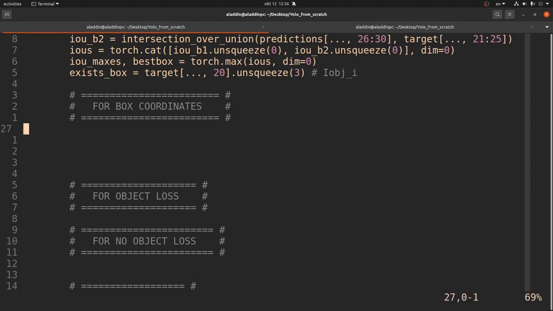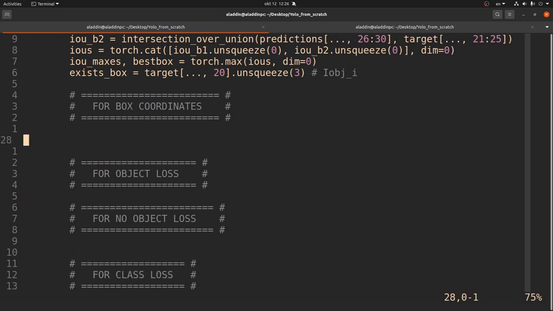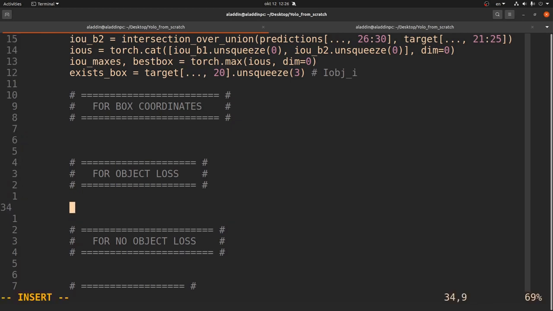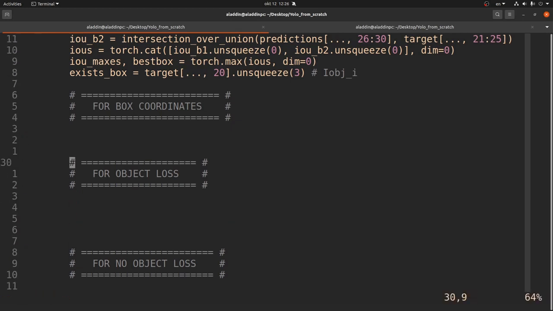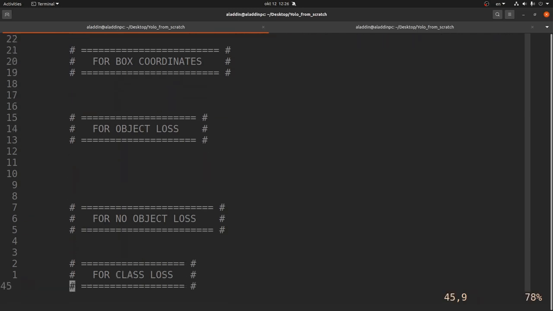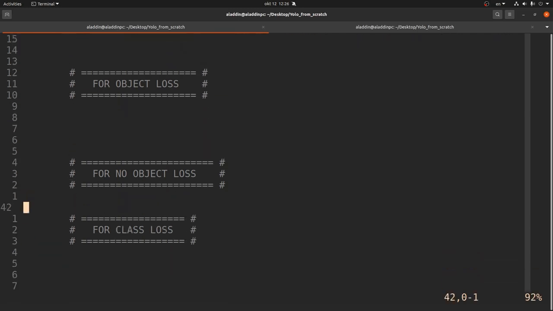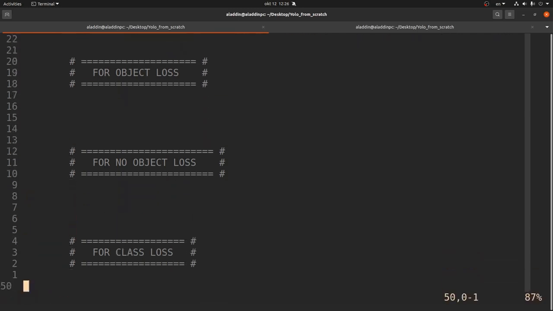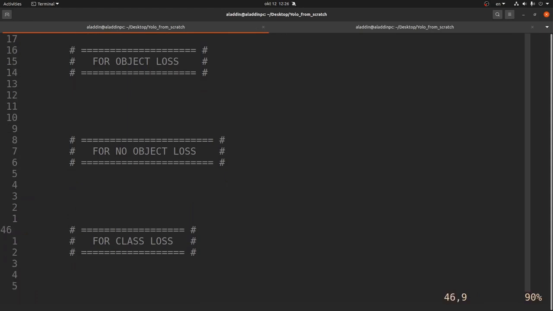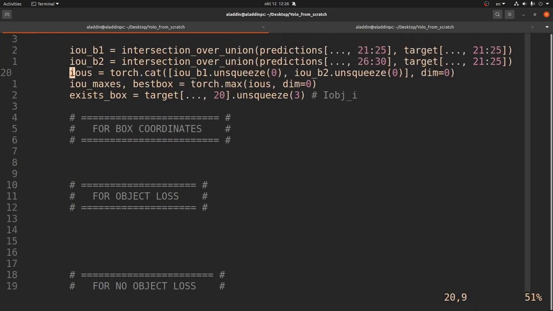We want to first do the box coordinates, and this means the midpoints and then the width and the height. Remember, we take the square root of the width and the height. Then we want to check the loss for the object loss, meaning if there is an object, we want to output a probability of 1, there's an object here. If there's no object, we want to say that there's no object. And lastly, we want to make sure that it says which class the object belongs to. So those are the parts.